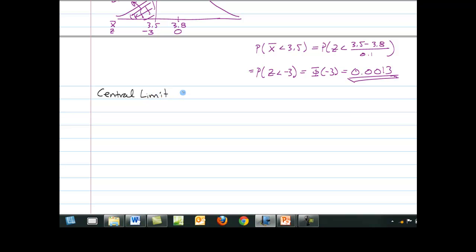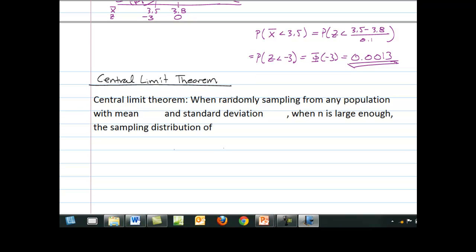And as with the law of large numbers, the central limit theorem is based on sample size as well. So let's see what the central limit theorem says. First of all, when you're randomly sampling from any population, and this population has a mean mu and a standard deviation sigma, when n is large enough, our sample size is large enough, the sampling distribution of x bar is going to be approximately normal. So I have this tilde with a dot above it to represent approximately normal, with the exact same mean, but now my standard deviation again is sigma over the square root of n.